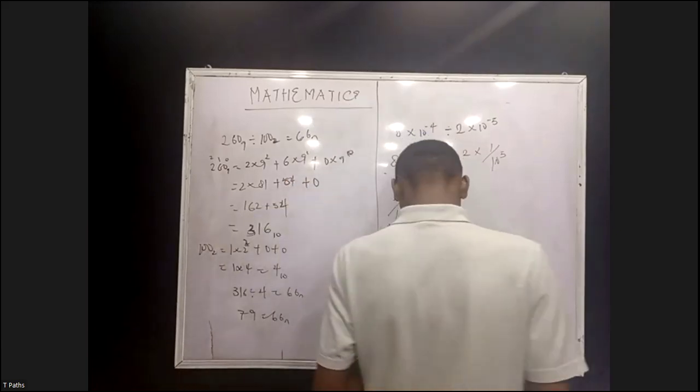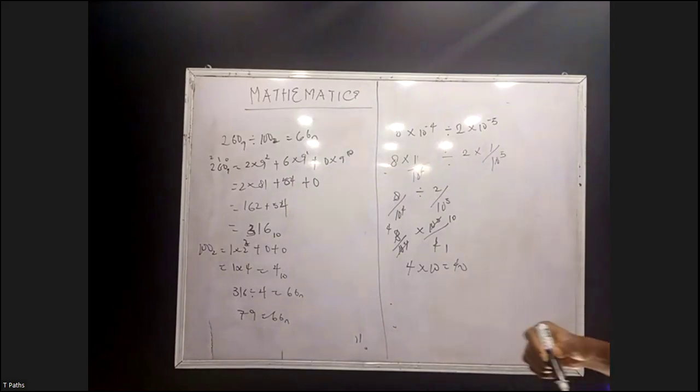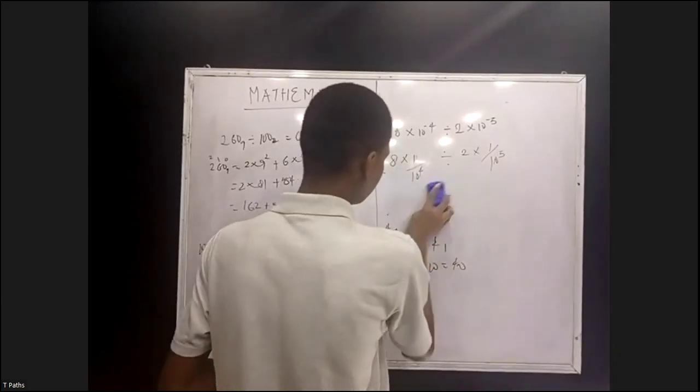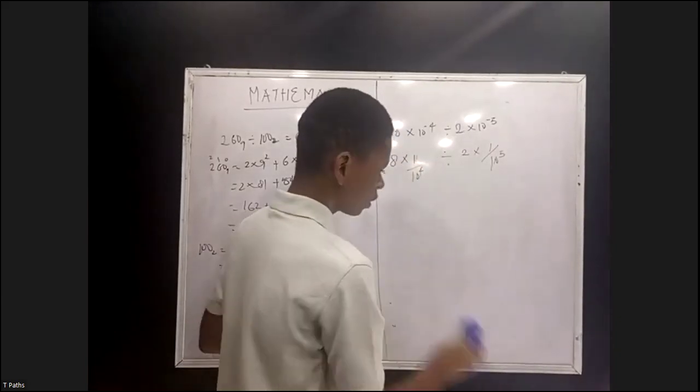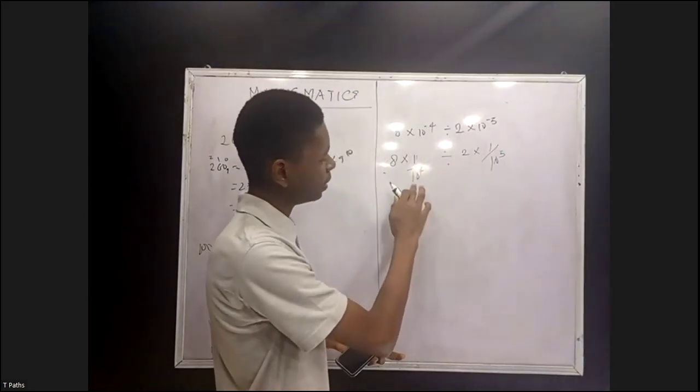I'm not sure the approach I use is correct. Probably I use the wrong approach. So definitely this is not the solution to this. So what I'm going to do here is, I have this 8 times 1 divided by 10 to the power 4.